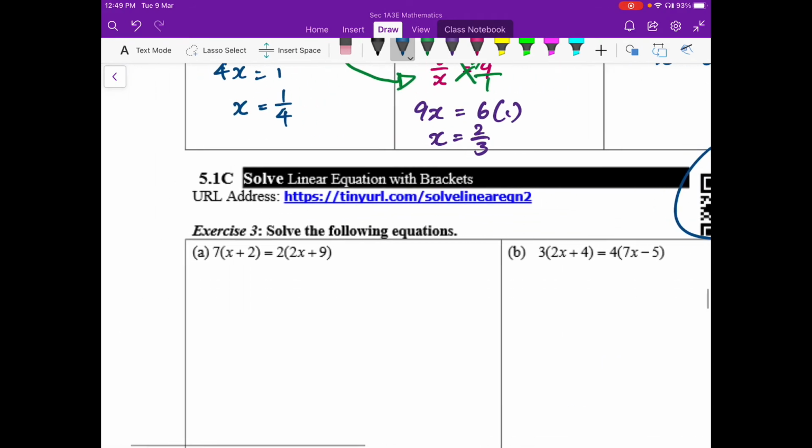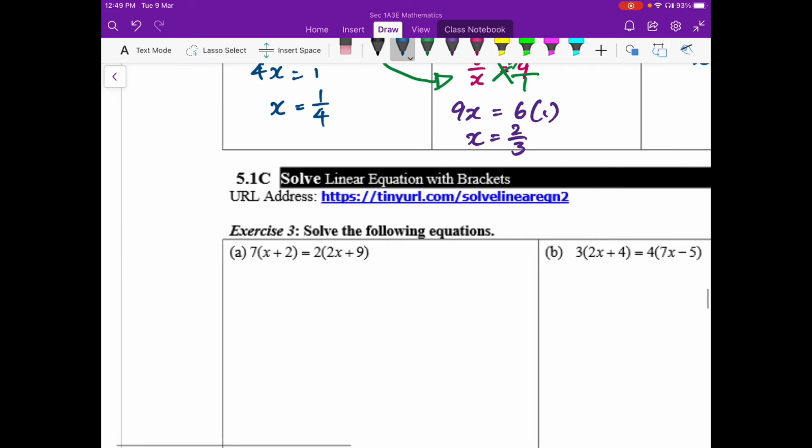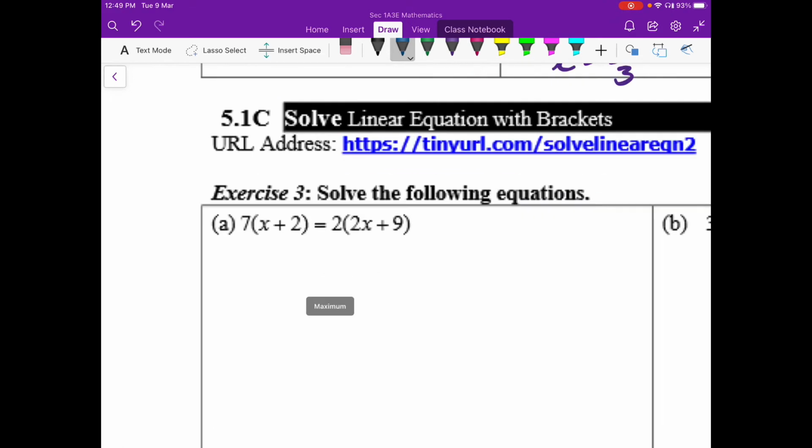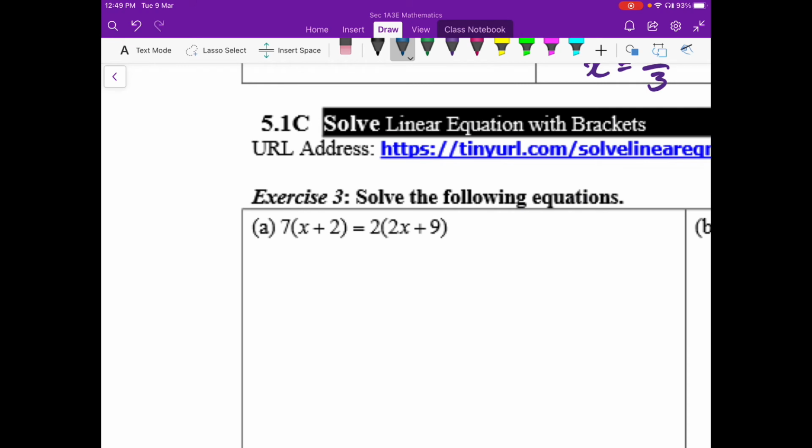Solve the equation. Solving the equation means I want to find the value of x such that when I put it on the left hand side, and wherever the x appears, the left hand side will be equal to the right hand side. So what is that particular value of x? We have to first expand. 7 times x, we get 7x. 7 times 2, plus 14. On the right hand side, RHS, 2 times 2x, 4x. 2 times positive 9, plus 18. That's our first step, just the expansion only.